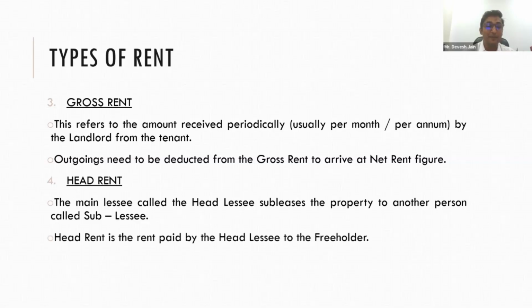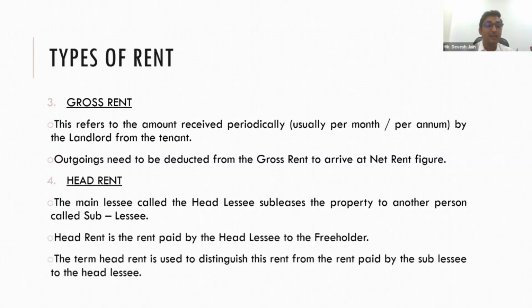Head rent is the rent paid by the head lessee to the freeholder, correct? And the term head rent is used to distinguish this rent from the rent paid by the sub lessee to the head lessee. So it's a very simple concept, okay?